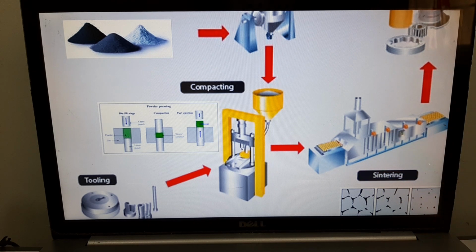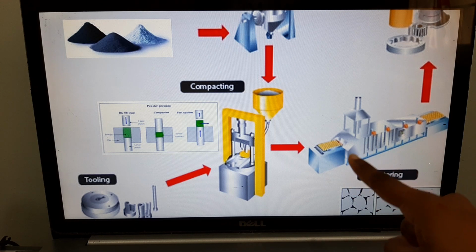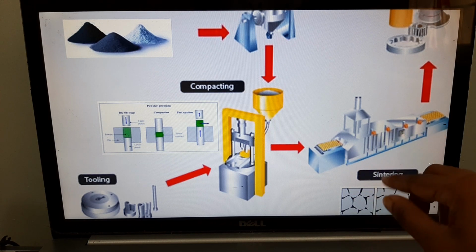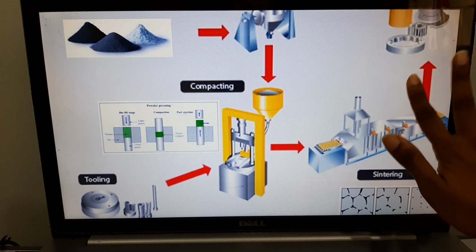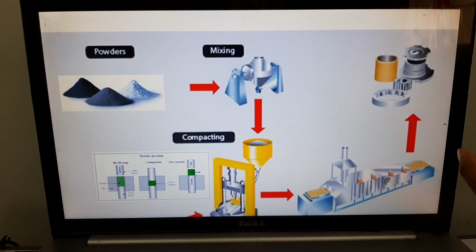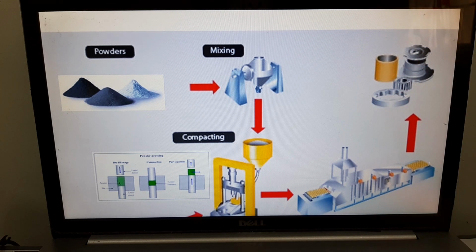there will be shrinkage, because initially when you compact it, within the atom structure there are still voids, empty spaces present. But once you sinter it, all the voids will be eliminated, and the atoms will chemically bond with one another. And lastly, once it has sintered, you eject the part and you have your final finished product.